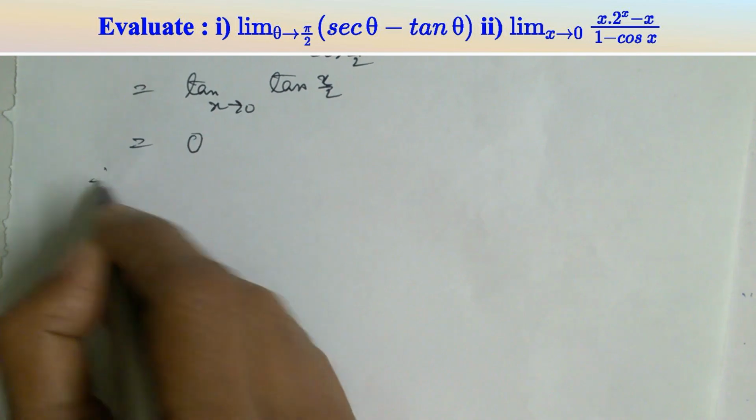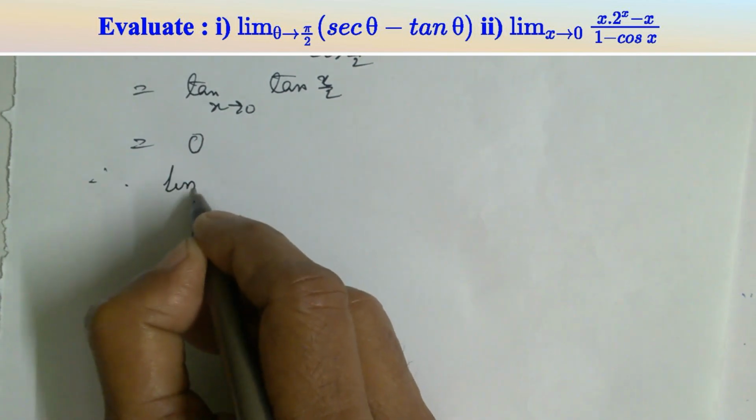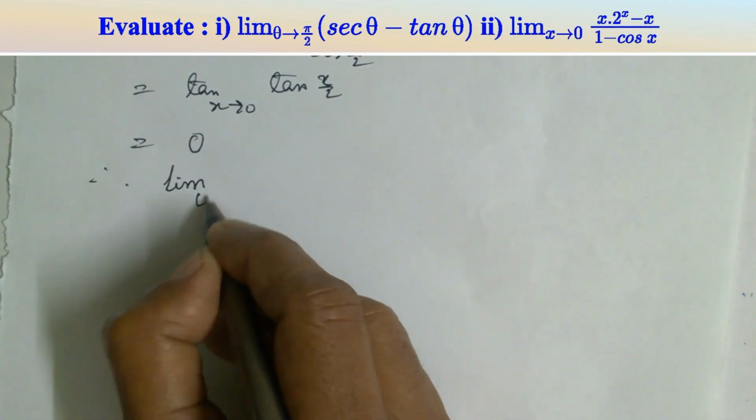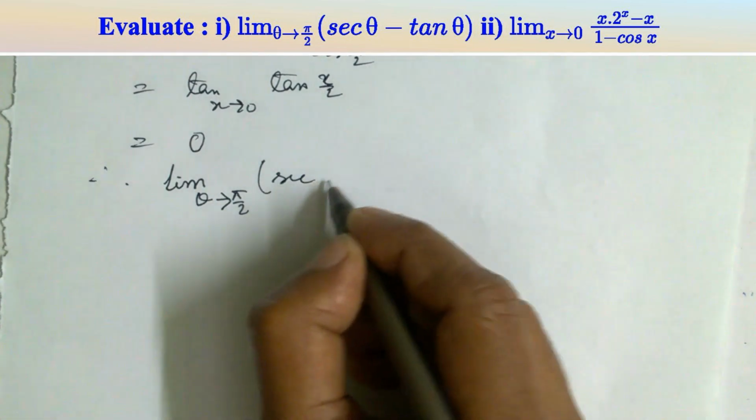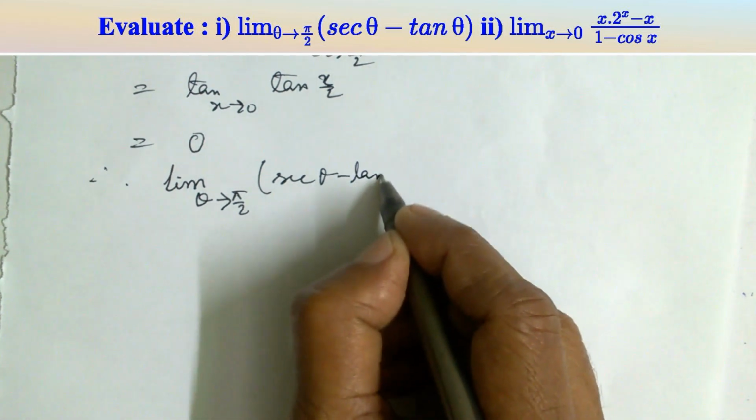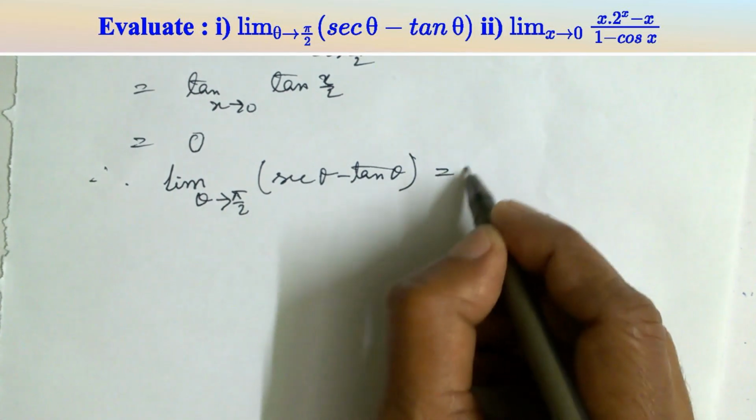So limit theta tends to pi by 2 of sec theta minus tan theta is equal to 0.